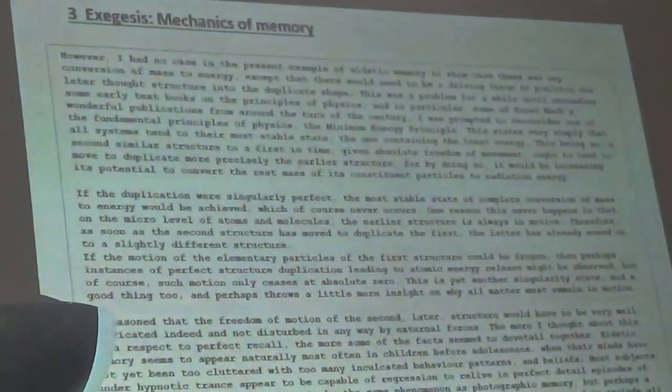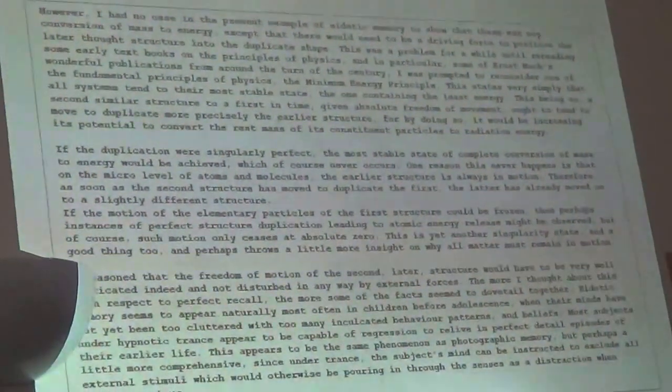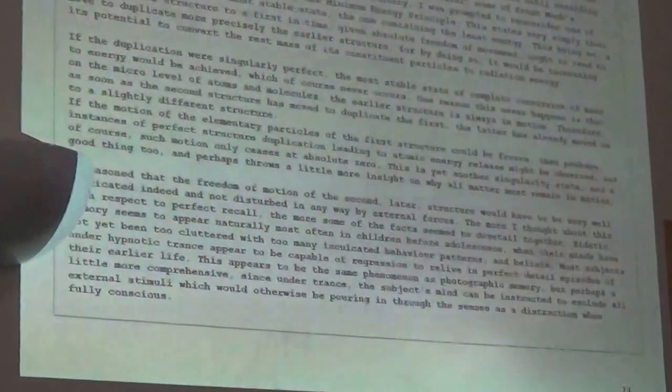He said, I have no case in the present example of eidetic memory to show that there was any conversion of mass to energy, except that there would need to be a driving force to position the later thought structure into the duplicate shape. This was a problem until I read some early books by Mach from the turn of the century. I was prompted to reconsider one of the fundamental principles of physics, the minimum energy principle. This states, very simply, that all systems tend to their most stable state.